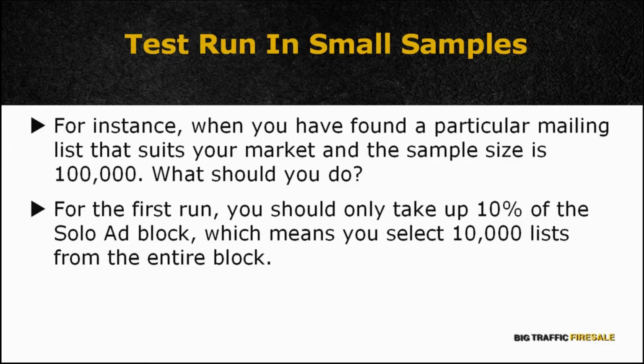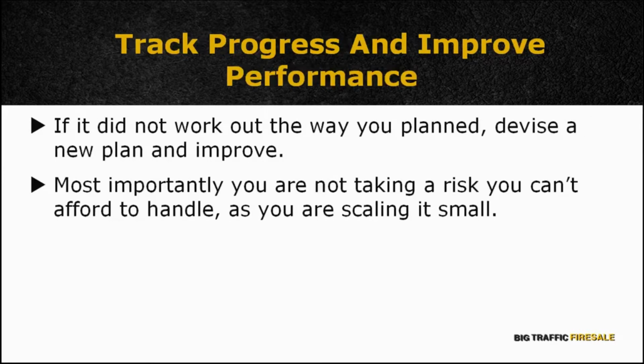For instance, when you find a particular mailing list that suits your market and the sample size is 100,000, what should you do? For the first run, you should only take up to 10% of the solo ad block, which means you select 10,000 lists from the entire block. This gives you the chance to track your progress and observe your performance. You are able to identify if the solo ad is in fact the suitable market for you. If it didn't work out the way you planned, devise a new plan and improve. Most important, you are not taking a risk you can't afford to handle as you are scaling small.